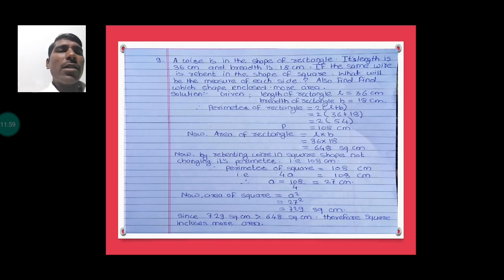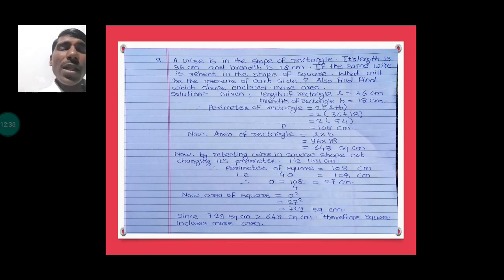Now the perimeter of a rectangle is equal to, you know the formula, 2 in bracket L plus B. Substituting the values in the formula, 2 in bracket 36 plus 18, which is 54, we get the answer P is equal to 108 centimeter. Now the area of the rectangle. First of all, we will complete one shape, then we will find the next shape. Area of rectangle is equal to L into B. So 36 into 18, you will get 648 square centimeter.